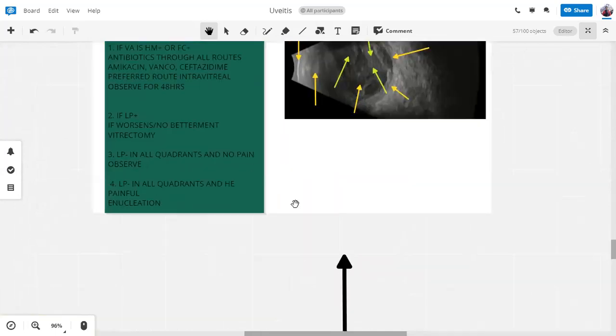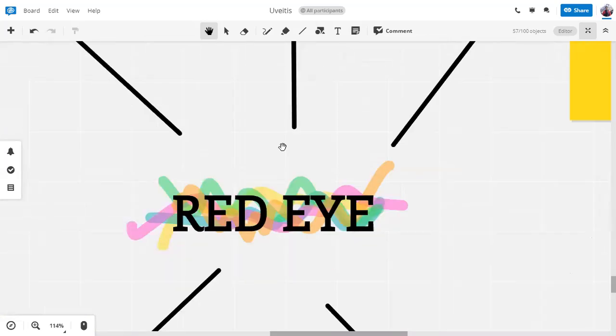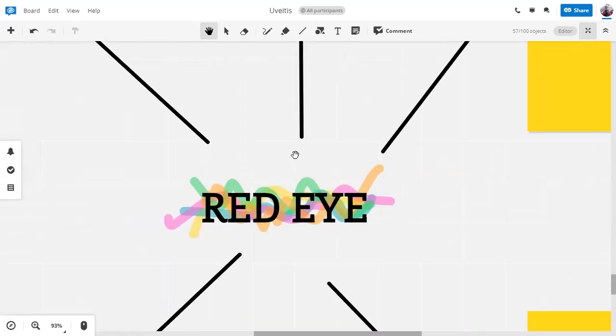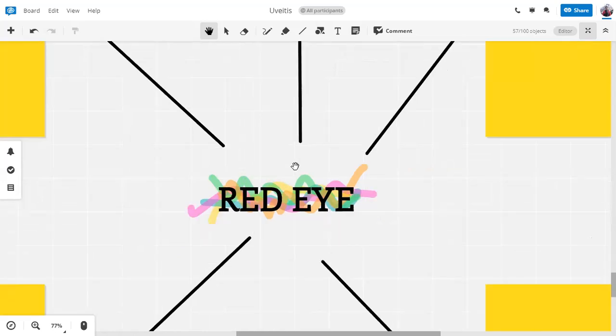But here I would like to briefly discuss the differentials of red eye. Okay. So what is a red eye? Red eye जब हम कहते हैं, either the eye is red from any part. Lids भी red हो सकते हैं. The conjunctiva can be red, the cornea can be red, or they can be blood all around.